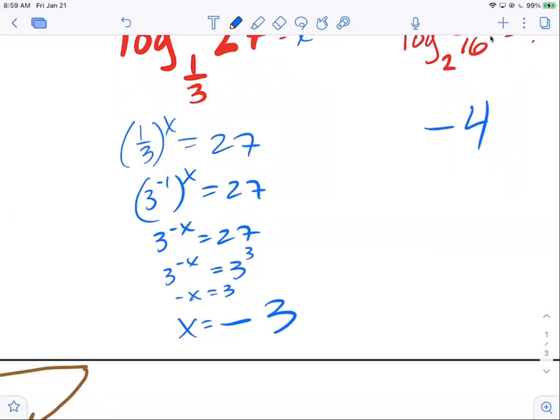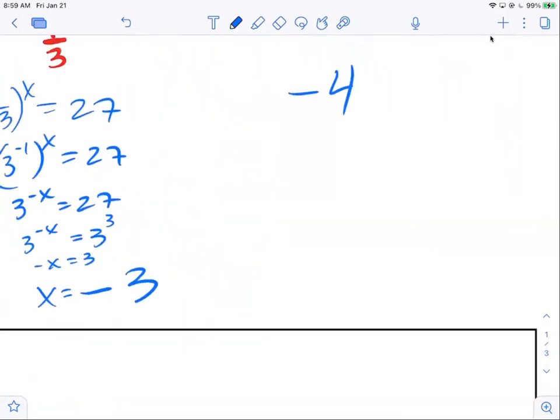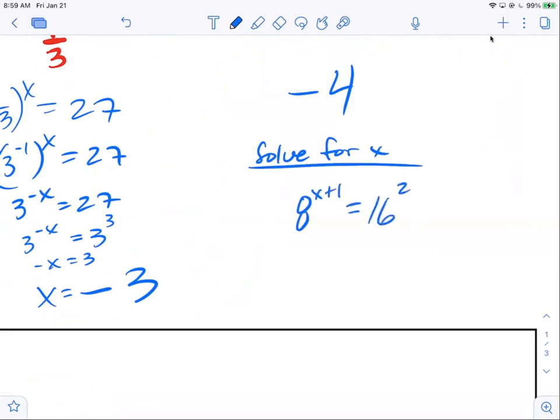All right. But let's look at this. Here's another warm-up. Let's solve this for x. How about 8 to the x plus 1 equals 16 to the 2x minus 3. Okay, this is an exponential equation. You don't have to worry about where it came from in terms of a log, but we can solve it by getting the bases the same.